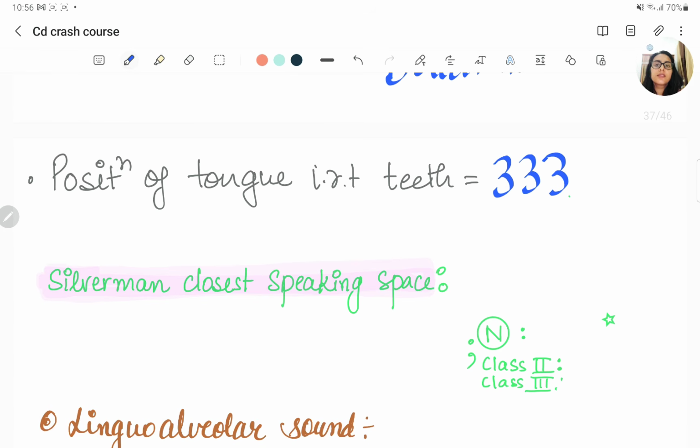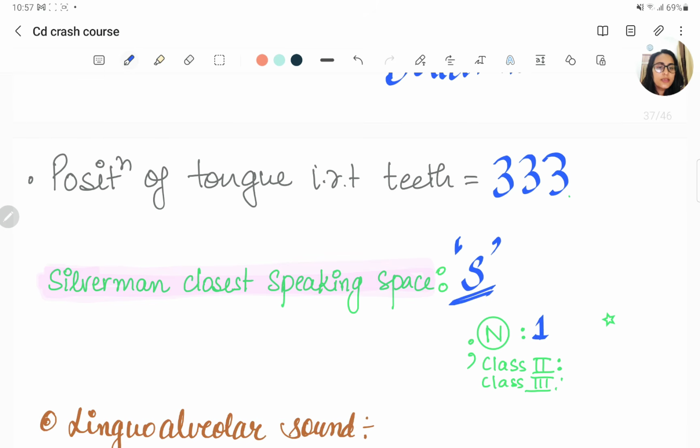Silverman closest speaking space is a space present when we are speaking. So it is different from the freeway space. Freeway space is the space between vertical dimension of rest and vertical dimension of occlusion. But in the Silverman closest speaking space, when we speak, there is a small amount of space between upper teeth and lower teeth. So it is a space present during function or speech. It is a functional, dynamic space. This space is produced during the sibilant sound or S sound.